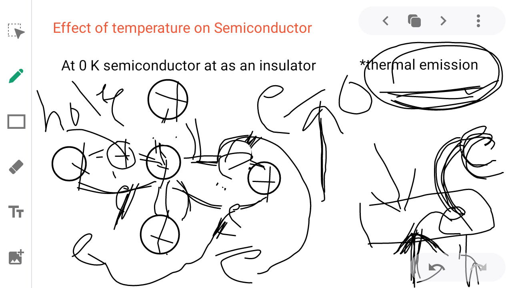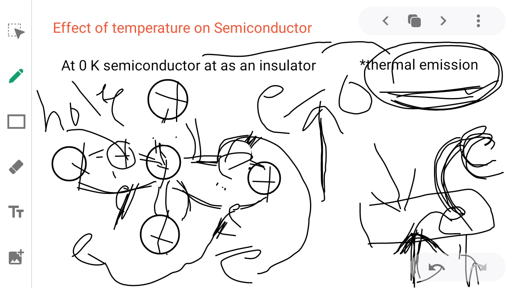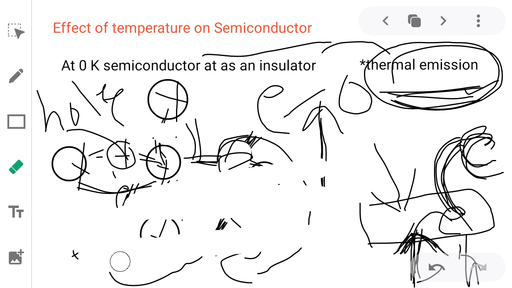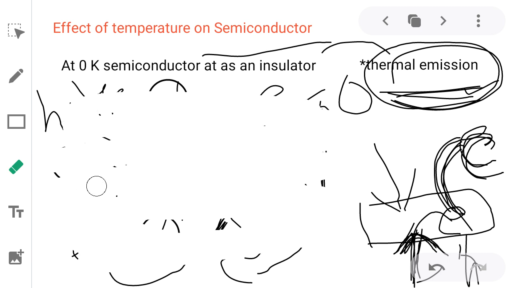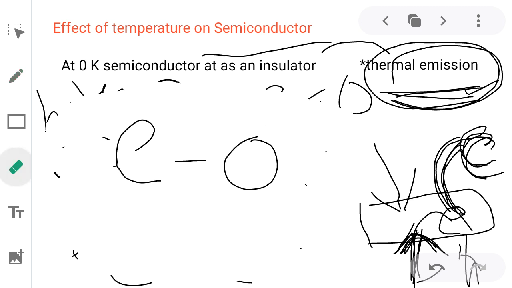For a semiconductor, electron emission is due to thermal emission only. Next point, carrier generation and recombination. Before this, the previous slide. Now, as electron hole pairs are created, we discussed that an electron hole pair is created. In the absence of an electric field, these electrons and holes move randomly.